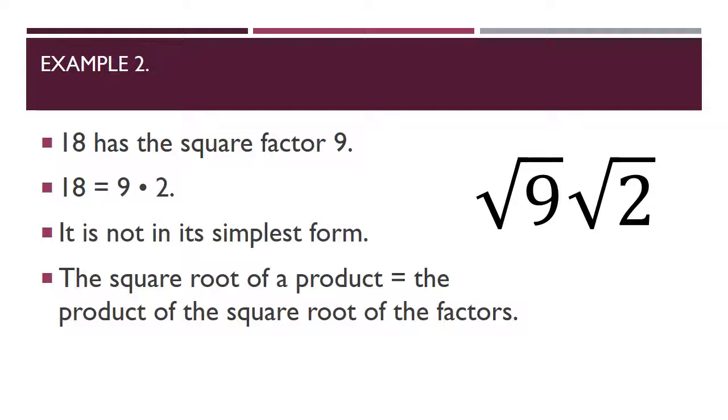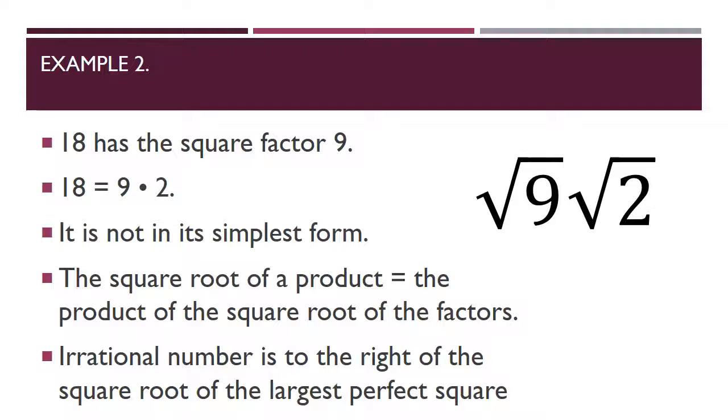I know that 9 is a square factor, and that radical 2, or square root of 2, is an irrational number, because if I put square root of 2 in the calculator, I'm going to end up with a decimal that does not terminate. That means that square root of 2 is an irrational number. And when we write the factors in the square root, we usually put the irrational number to the right of the square root of the largest perfect square. That means that the irrational number is always on the right side of the square root of the square factor.